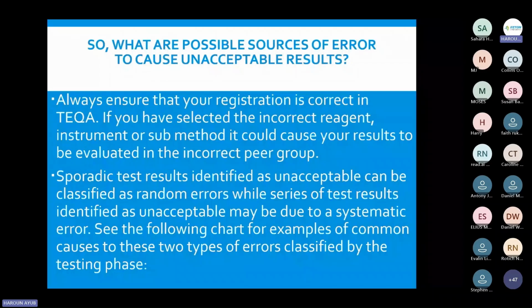A DGKC method will give you very different results from an IFCC instrument. So make sure you go to your instrument reagent insert sheet and confirm the method grouping. We have solved so many cases on that particular one. And if you ignore it, you'll just get the same kind of feedback every cycle. Sporadic test results identified as unacceptable can be classified as random errors, while a series of test results identified as unacceptable may be due to systematic error.